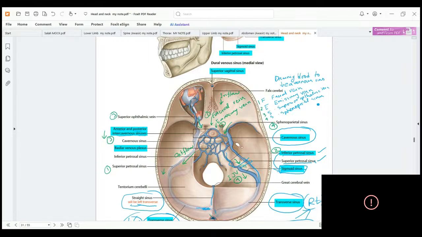Then the cavernous sinus drains into the superior petrosal sinus and the inferior petrosal sinus. The superior petrosal sinus joins with the transverse sinus, forming the sigmoid sinus. Then the sigmoid sinus along with the inferior petrosal sinus drains into the internal jugular vein.